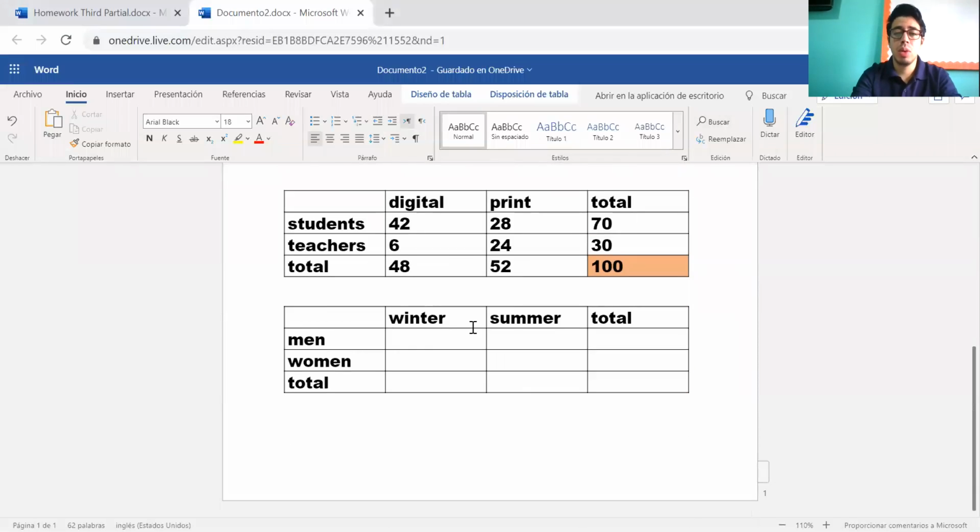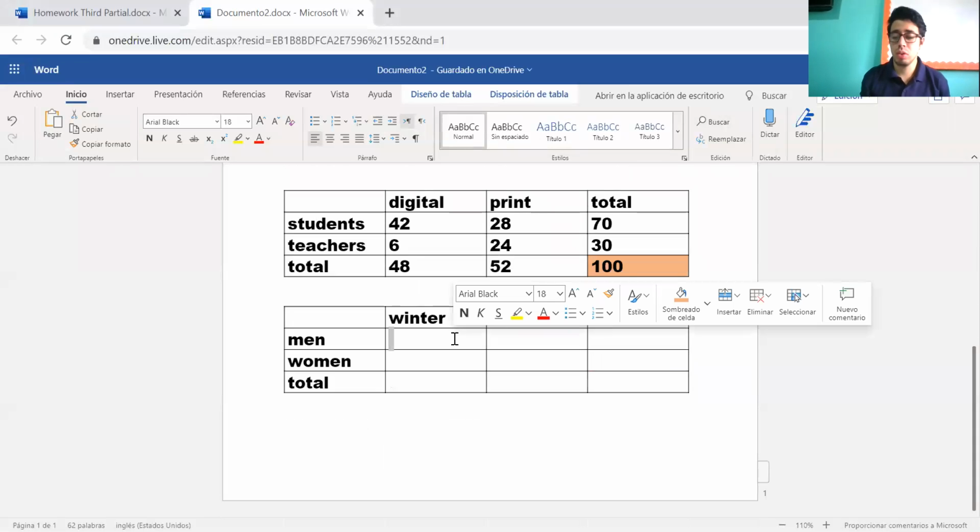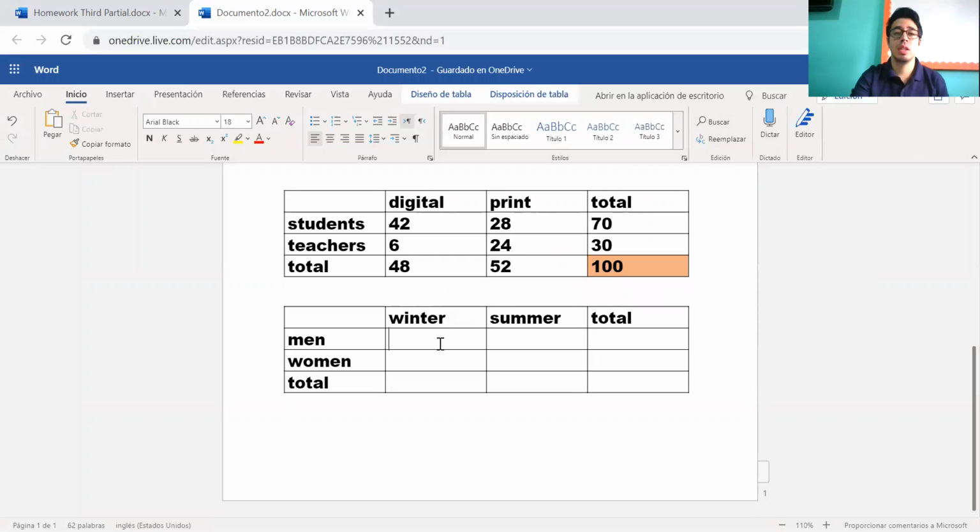In example 2, we need only to interpret. We don't need to construct; they already give us the table, so we only need to interpret the data that we obtain. Example 2, the two-way frequency table shows the results of a media survey. People respond to the question, do you spend more time watching the winter or the summer Olympic Games on television? Decide if the following statement is true or false. Explain. The statement is that more men than women spend more time watching the Winter Olympics.